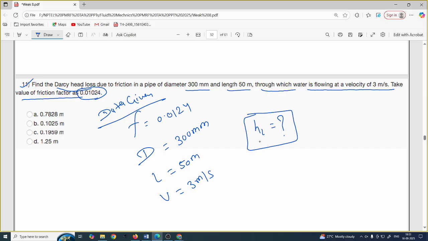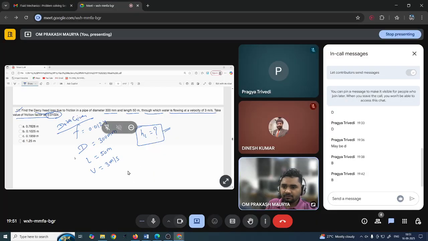And Darcy's head loss, so this head loss has a unique formula, because head loss you can calculate in a different way, but you need to calculate the Darcy's head loss. For this question you have 3 minutes, within 3 minutes you can solve very easily. After that I'll discuss.